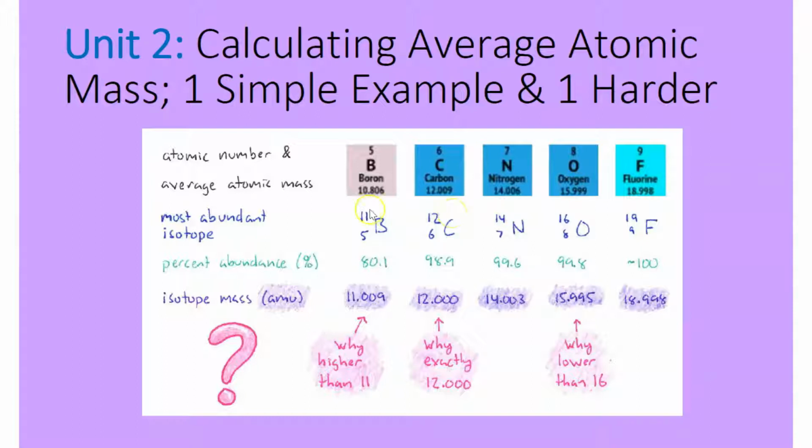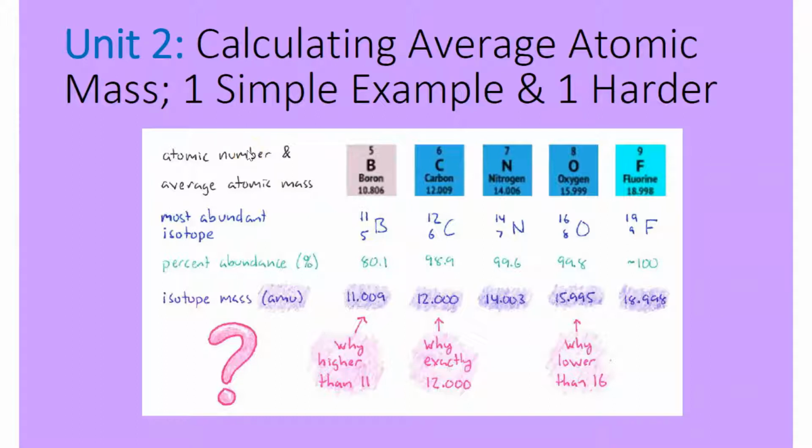There's typically 3 or 4 numbers after the decimal, and it's very rarely a whole number. For instance, for boron, we see that a large percentage of the boron in the universe is the boron that has 5 protons and 6 neutrons, and it has an AMU, or atomic mass unit mass, of 11.009. But you notice that the average atomic mass is less. Well, that suggests that the other 20%, I'll tell you now that boron only has 2 main isotopes, but the other 19.9% is less than 11. It probably has a mass number of 10.